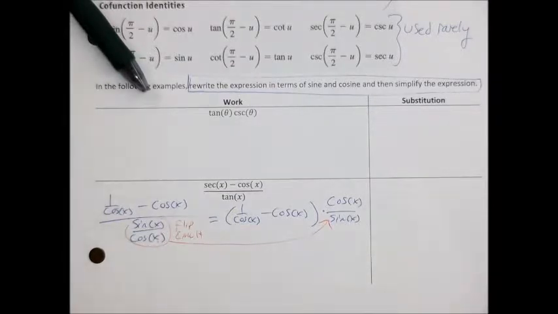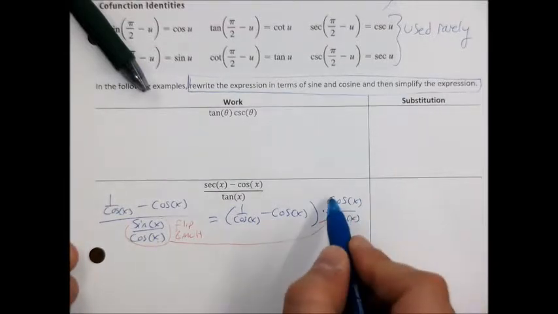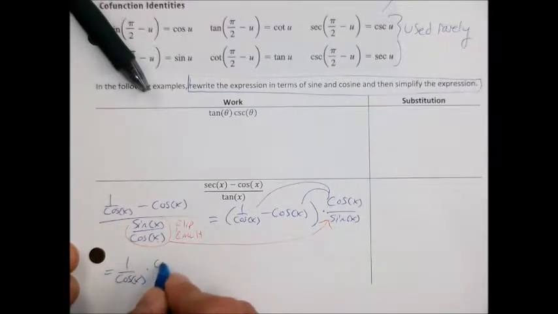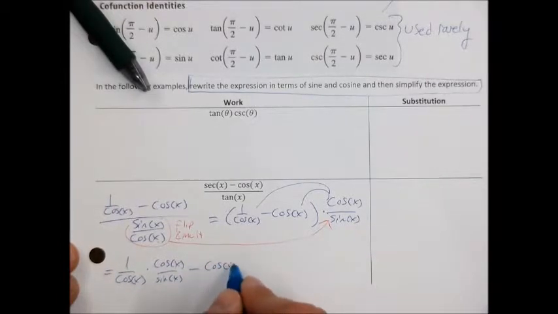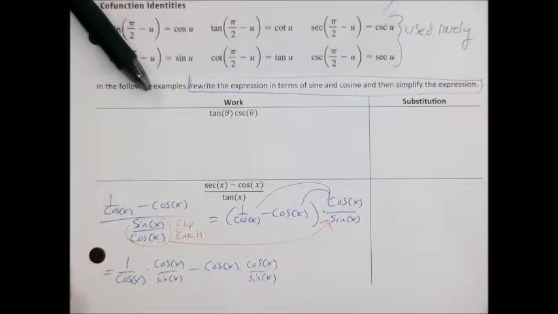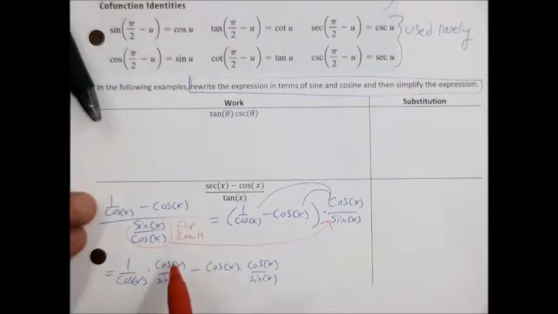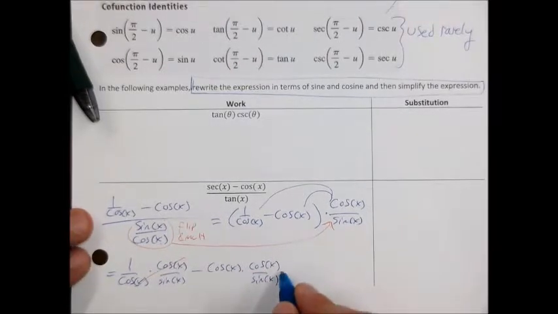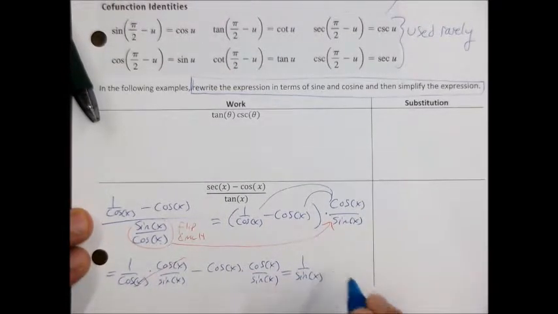And so now it's not a compound fraction anymore, but now we just simplify. So this thing distributes and hits both terms. And so when we do that, we'd end up with 1 over cosine times cosine over sine minus cosine times cosine over sine. And you can see that in the first instance the cosines cancel, and so that's nice. And then in the second instance they multiply together to give us a square. So we'll have 1 over sine minus cosine squared over sine.